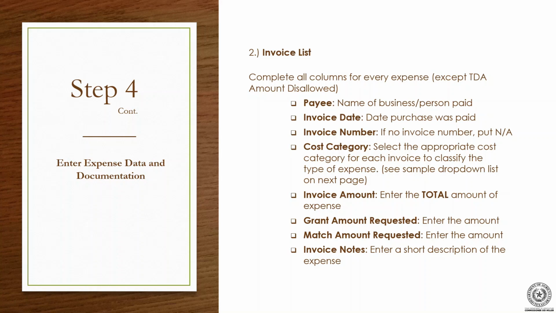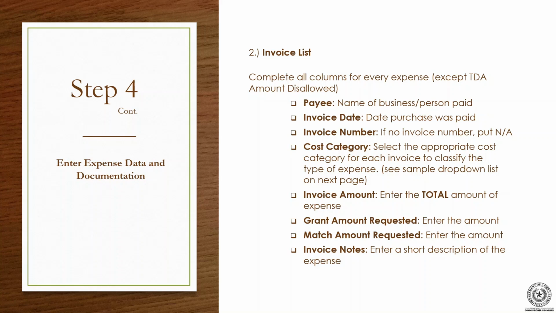Now let's complete all columns for every expense, except TDA's amount disallowed. For the payee, enter the name of the business person paid. For the invoice date, enter the date the purchase was paid. For the invoice number, if there is no invoice number, place the abbreviation for not applicable.